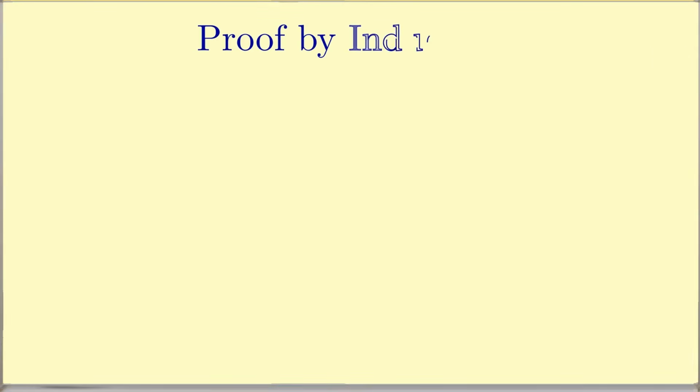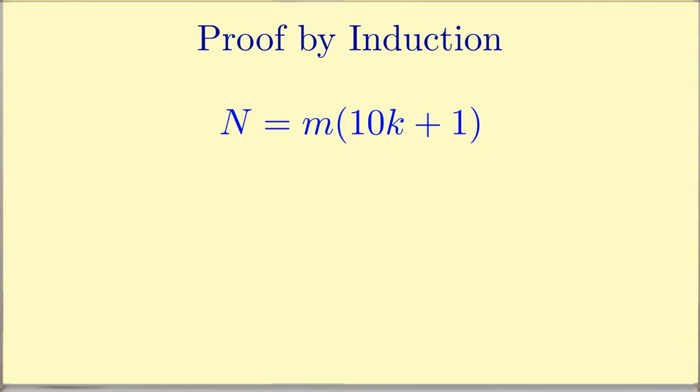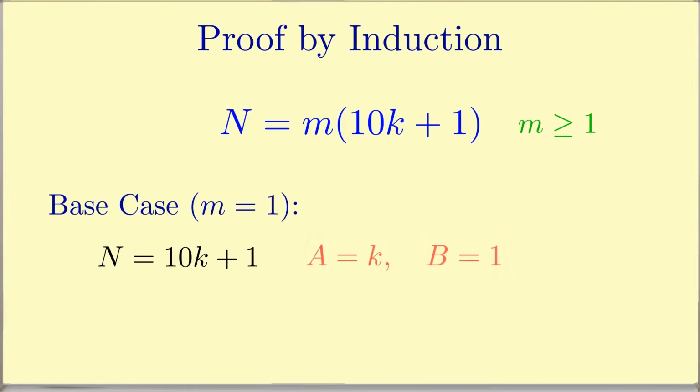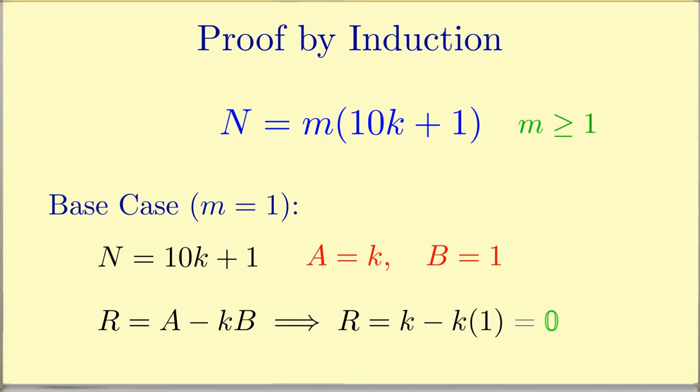If we want to prove this algorithm scales flawlessly for every single multiple in existence, we use induction on the multiple m. Let us prove that for any integer m greater than or equal to 1, the number n equals m times the quantity 10k plus 1 satisfies our chopping rule. The base case: when m equals 1, our number is simply the divisor itself, n equals 10k plus 1. Here, the front part a equals k, and the last digit b equals 1. Applying our rule, r equals a minus k times b means r equals k minus k times 1, which equals 0. Since 0 is a valid multiple of 10k plus 1, the base case holds perfectly.